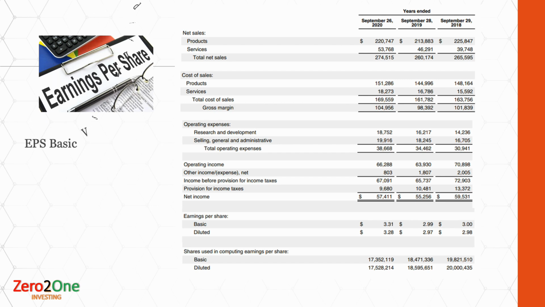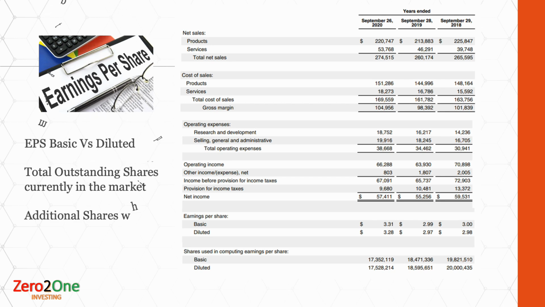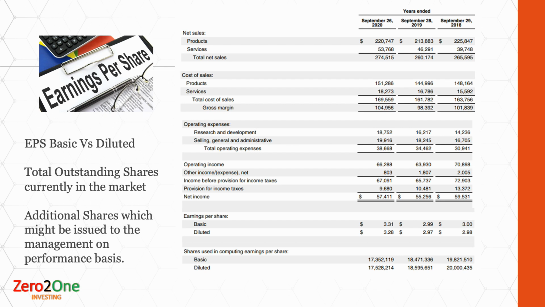Another very common question is, what is the difference between basic EPS versus diluted EPS? The basic EPS is when we take into account only the total outstanding shares which are currently in the market. But the diluted EPS also takes into account the additional shares which might be issued to the management on a performance basis, or the additional shares which they issue to the employees who are working. So this is the stock compensation part.